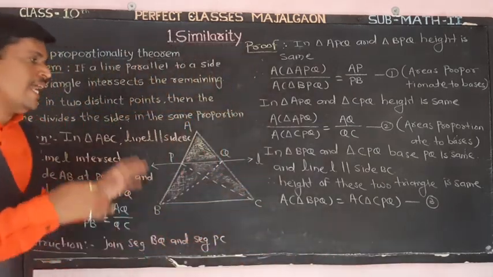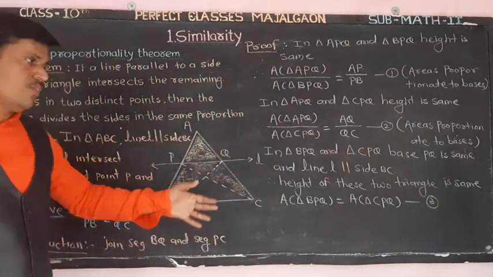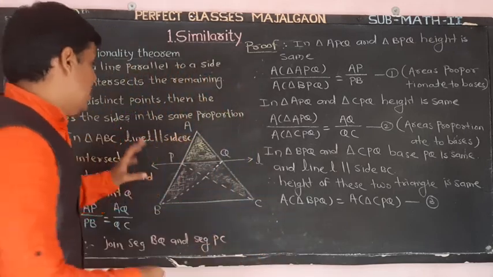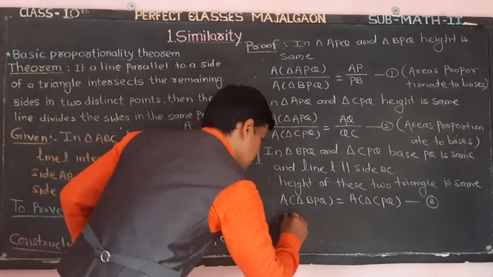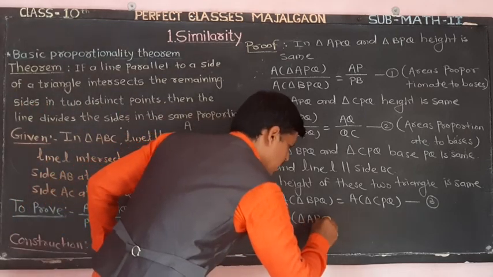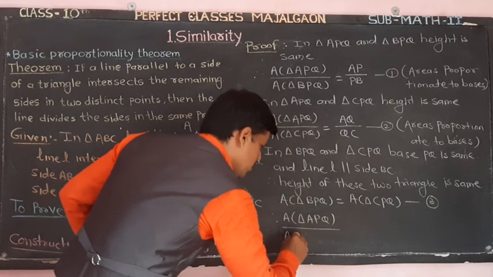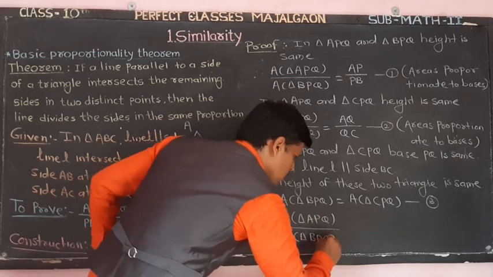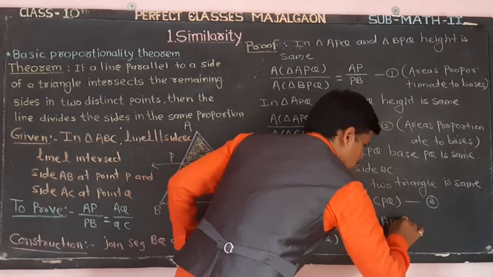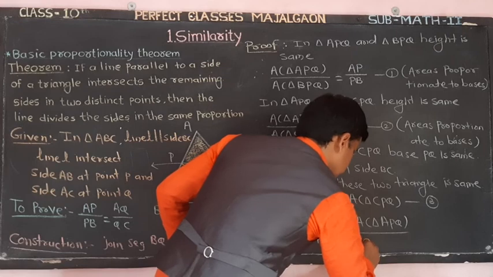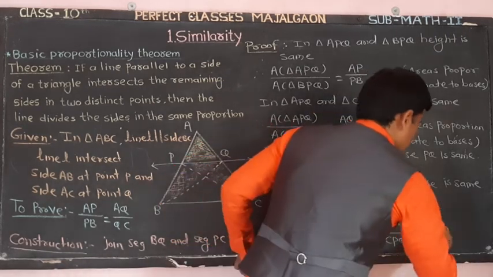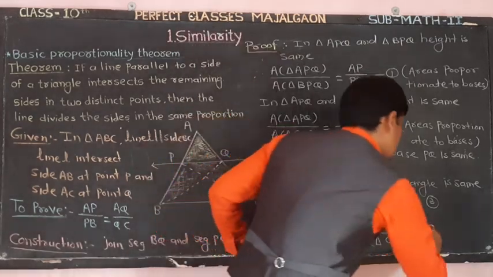Here the base and the height of these two triangles are the same. That's why the areas are also the same. Therefore, we can write area of triangle APQ divided by area of triangle BPQ is equal to area of triangle APQ upon area of triangle CPQ. Here we divide using 1, 2 and 3, namely equation number 4.